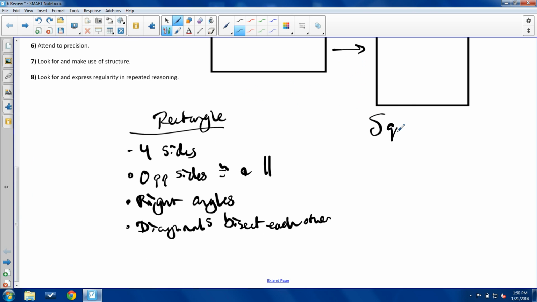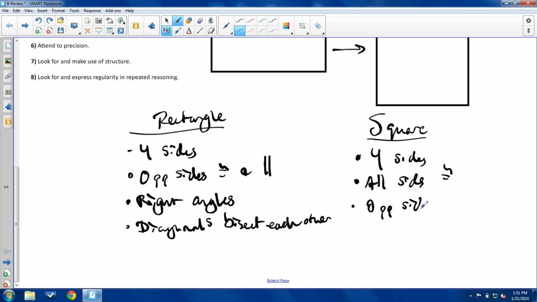Now square: four sides. And yeah, opposite sides are congruent and parallel, but if you want to differentiate one from the other, you want to be as specific for one as possible. All sides are congruent. Opposite sides parallel. And diagonals don't just bisect each other, they're perpendicular bisectors of each other. Okay.